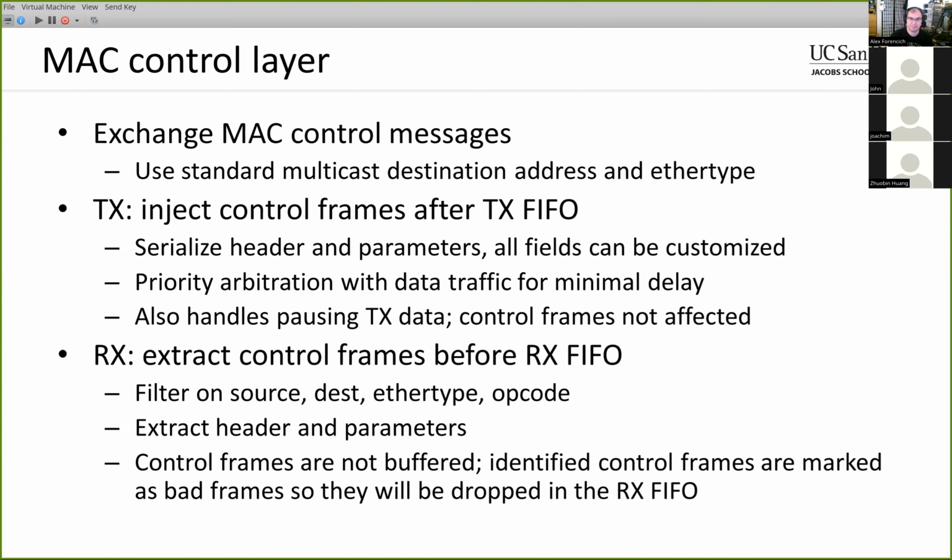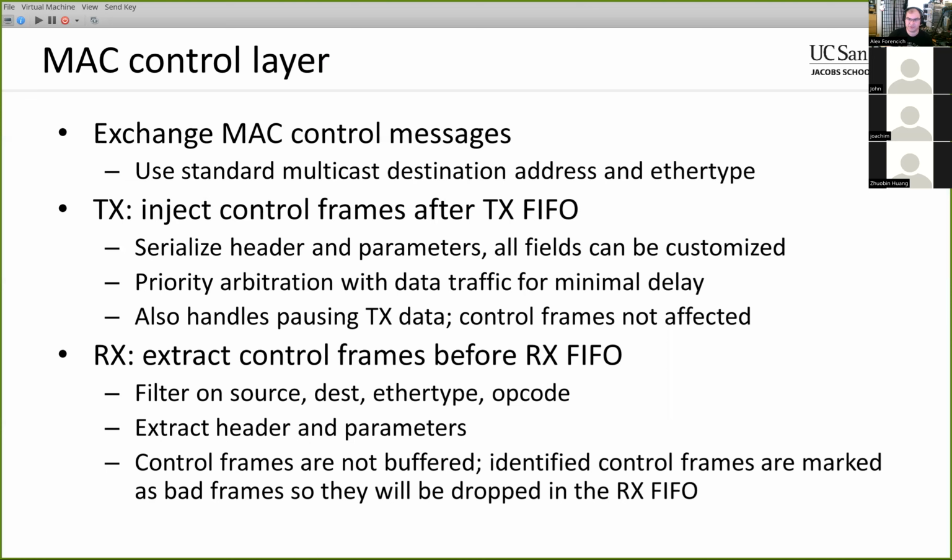On the RX side, we need to extract control frames before the RX FIFO. Same reason as on the TX side, we want to make sure that we're not dependent on what that FIFO is doing, and we don't suffer any delay going through the FIFO. The other thing is if that FIFO is full and it's dropping stuff, well, we still want to be able to receive the control frames.